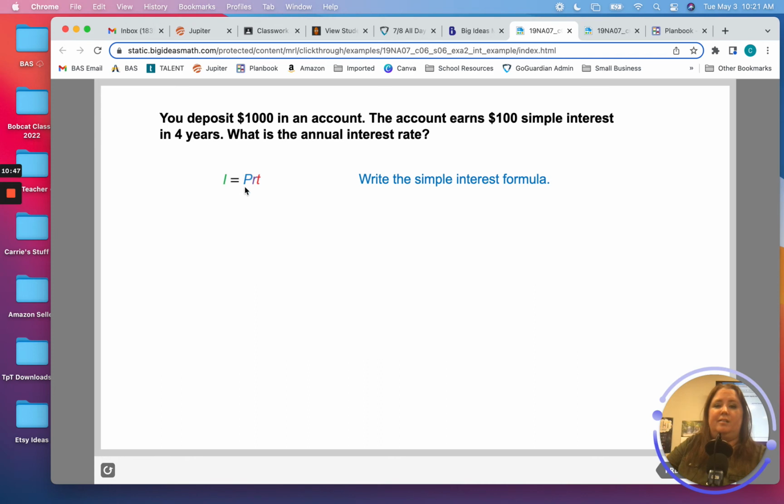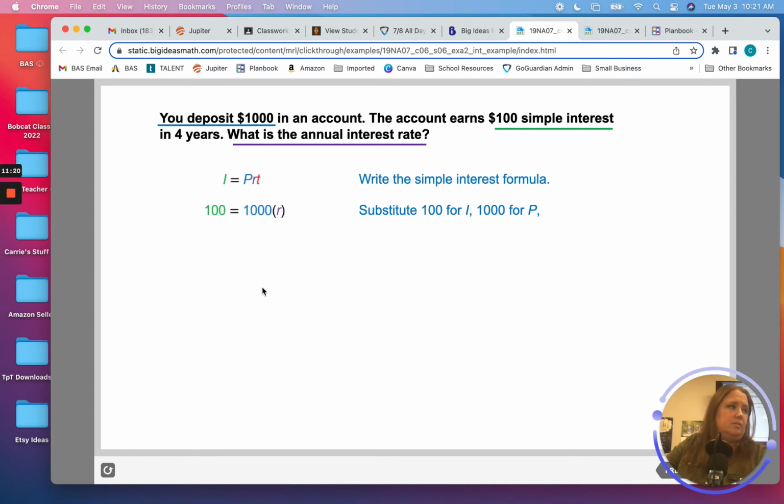So we're going to put the $100 where the I is, because that's simple interest, yes? Yes. So put the $100 there. Okay, what do we put for P? The $1,000, very good. And what do we do for R? We don't have R. That's what we're looking for, so just write R. Okay. And then what do we put for T? 4. Okay, so you dissect the question and plug in everything we know.